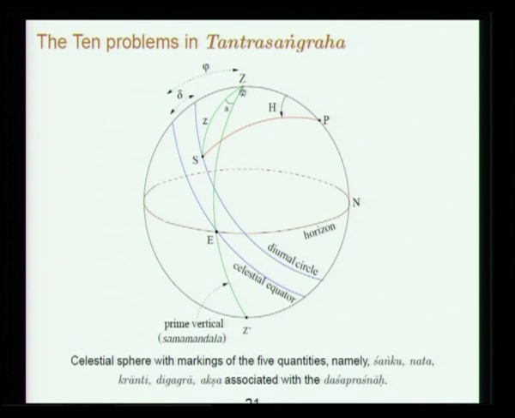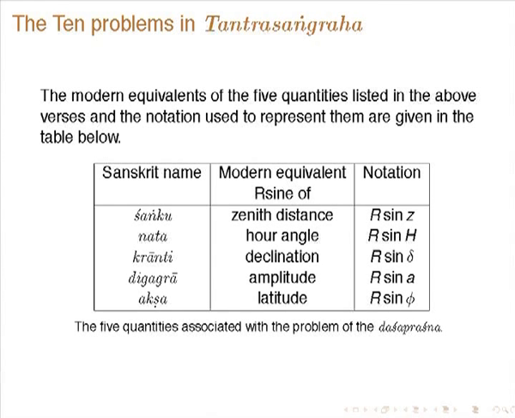He will tell you how much time has elapsed; the sun or any object is moving like this. You can imagine as if this line is rotating like this. This angle is called h, so that is nata. Shanku is cos z, as we will see. Nata, kranti, digagra, aksha: 5 quantities. So one can determine 2 from the other 3.